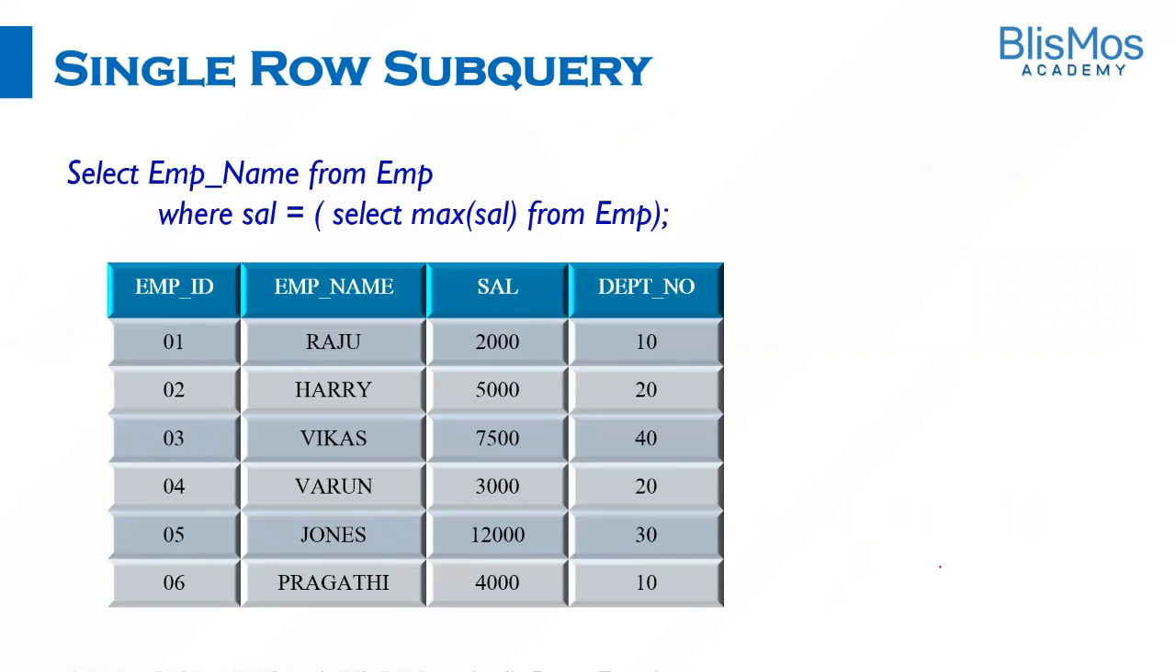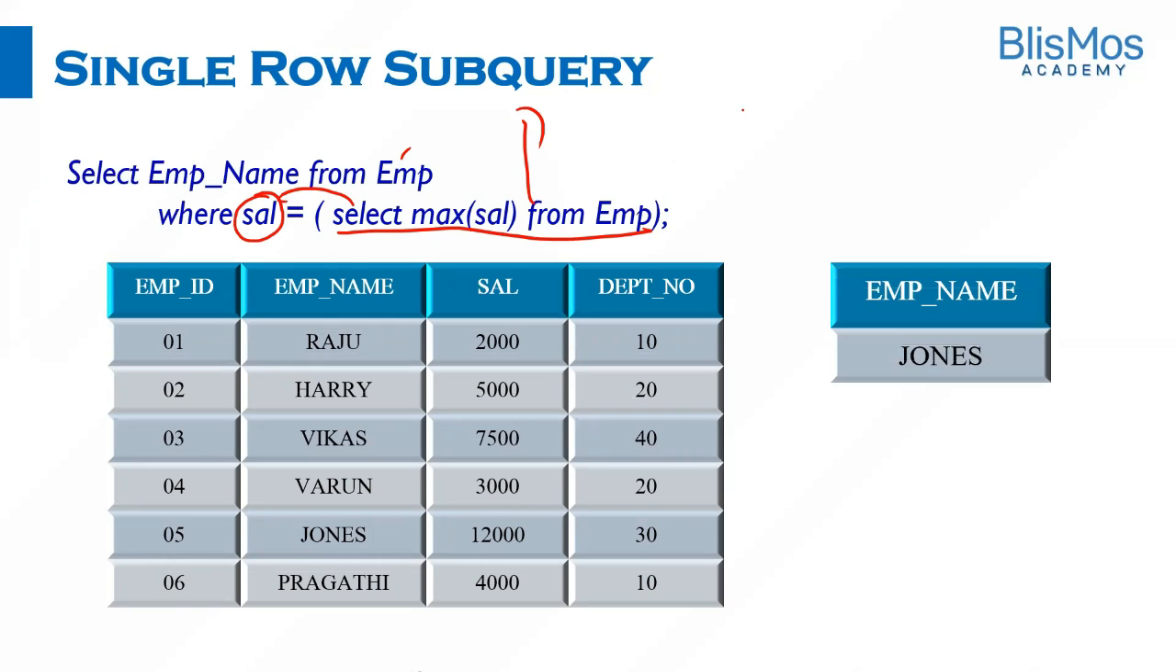In this case, what we are trying to do is get the maximum salary from the EMP, that is the employee table. So I am getting the maximum salary from a subquery, and as a part of the where condition, I'm equating that to the salary from the EMP table. After executing this, we'll get the person who has the maximum salary in this table.